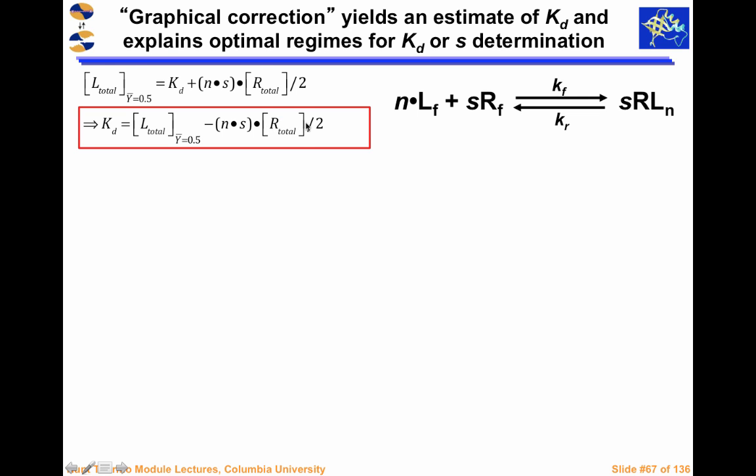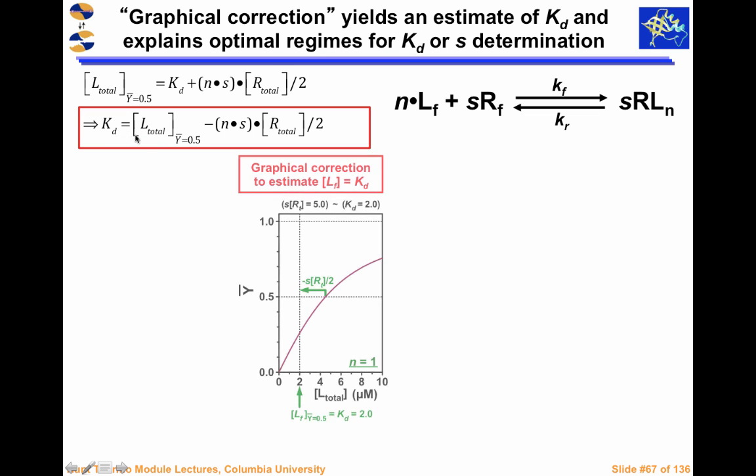So if we have a knowledge or even an estimate of the total receptor concentration in the experiment, we can divide that by 2, because at 50% saturation, half of the receptor is bound. And so we take basically NSRT over 2, our estimate of the bound, subtract it from the total, and we get the KD. This leads to this idea of graphical correction. This is the first thing you want to do whenever you look at the binding curve. You want to do a graphical correction. So if you get to the exam and you see a binding curve and your immediate reflex is to do the graphical correction, you're in great shape for the exam.